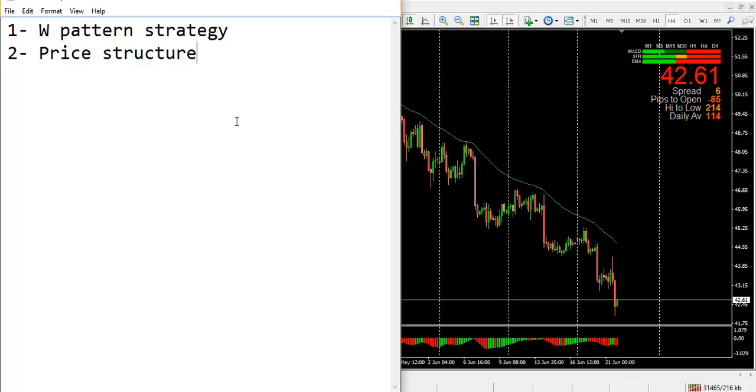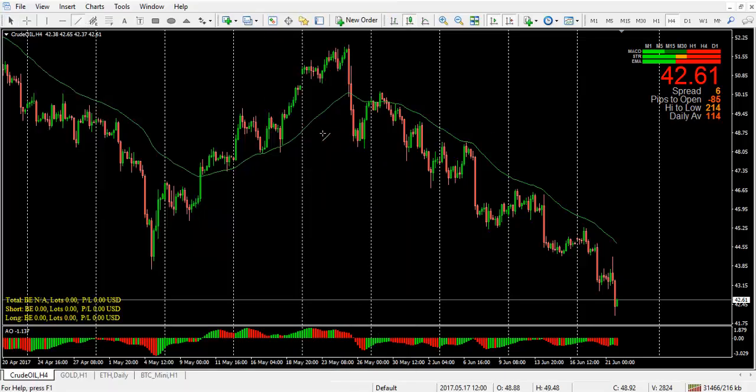The second way is a close above the 50 EMA. What do I mean by that? Here's your EMA. The price reverses, maybe makes some zigzags, makes a W or additional W's, and if it goes up and closes above this moving average, which is our 50 moving average, we can put a buy stop above it and take a long.